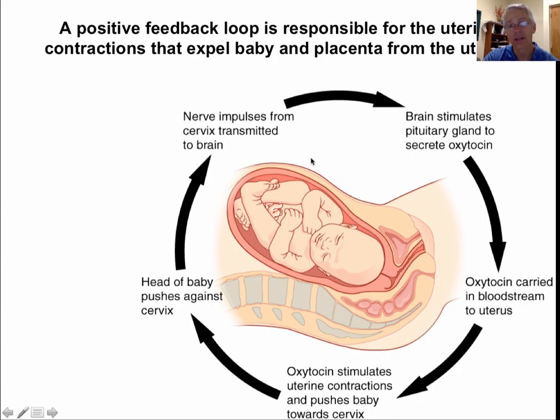That pressure is detected by nerves. Signals are sent to the brain. The brain releases a hormone that causes the uterine muscles to contract more. That's more pressure on the cervix, more stimulus to the brain, more oxytocin, more contractions, more pressure, and it builds to greater and greater contractions, lasting longer and longer, until the baby's born. And then the pressure on the cervix is gone, and this positive feedback loop is broken.